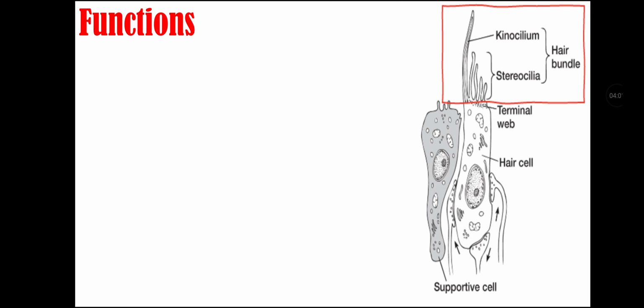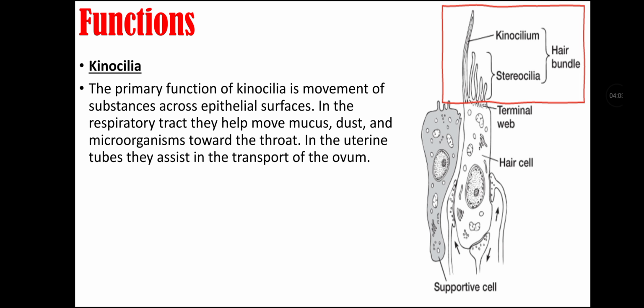Functions of kinocilia versus stereocilia. Kinocilia's primary function is movement of substances across epithelial surfaces. In the respiratory tract, they help move mucus, dust, and microorganisms towards the throat. In the uterine tube, they assist in transport of the ovum.